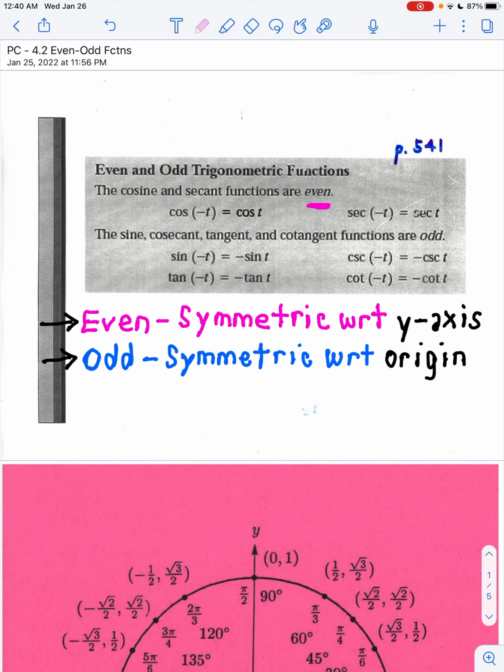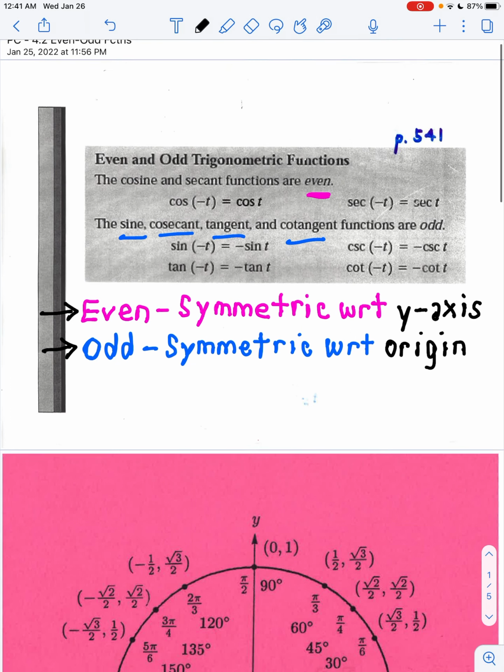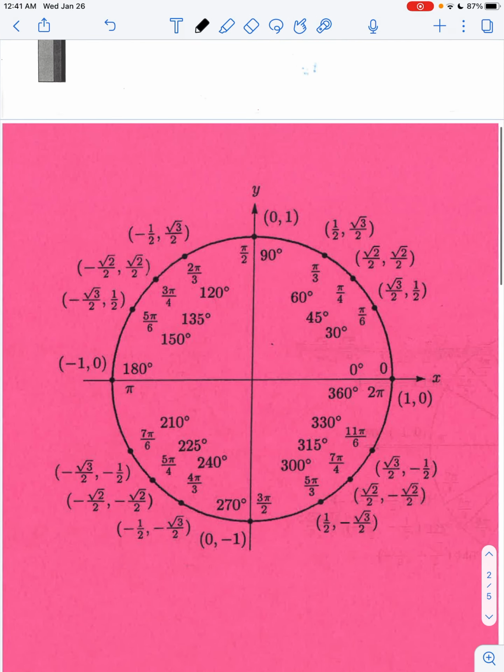The other remaining four trigonometric ratios, the sine, cosecant, tangent, and cotangent functions, are odd functions. Again, that means they're symmetric with respect to the origin when you graph them. We're not going to worry about the graphs yet, but we're going to see how this plays out on the unit circle. So let me go down to my unit circle below, and let's look at an ordered pair.